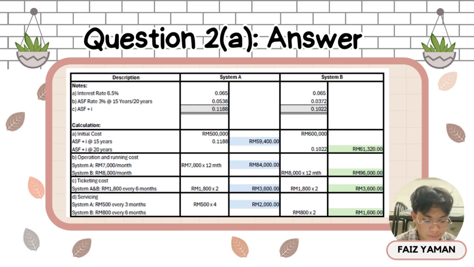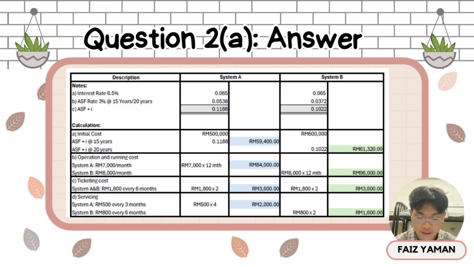Moving on to the ticketing cost. Both of these systems have the same costing, which is 1.8 thousand every 6 months. In 1 year we have 12 months, so we are going to times this 1.8 thousand with 2, so we get 3.6 thousand for both system A and system B.